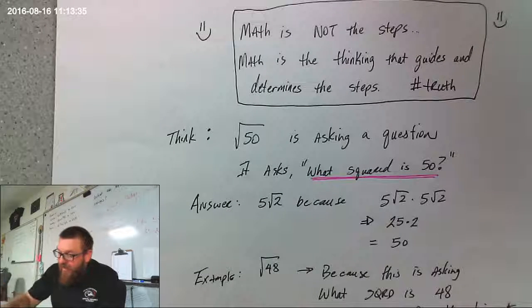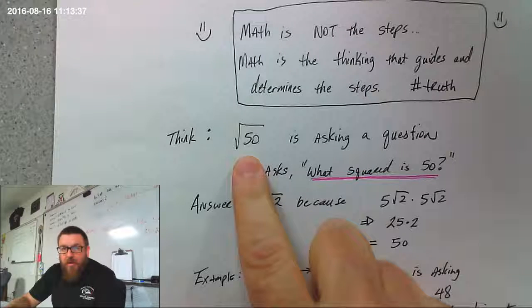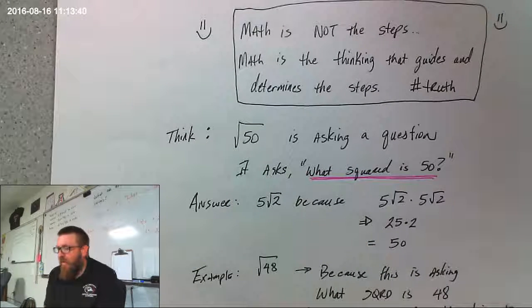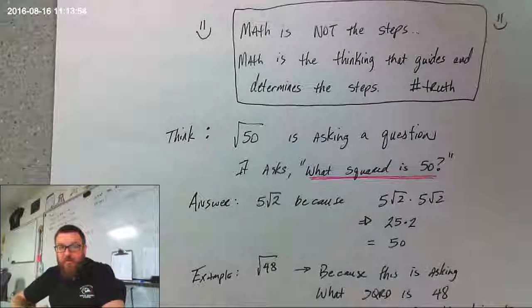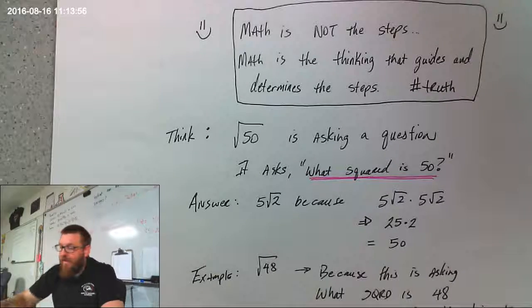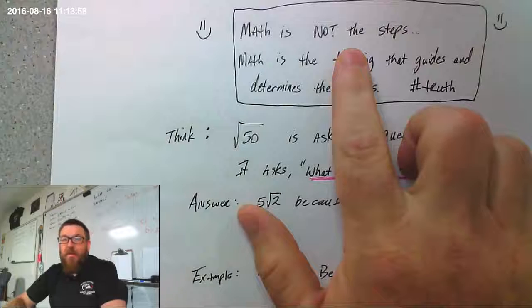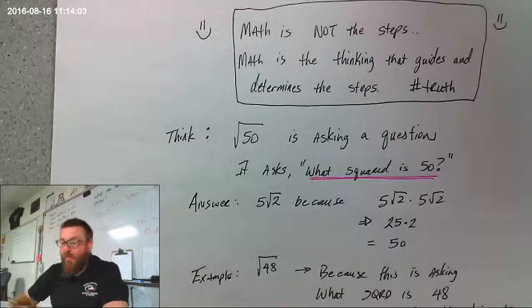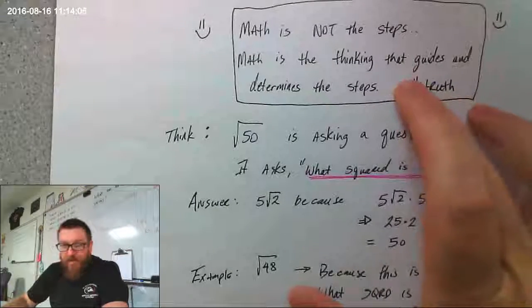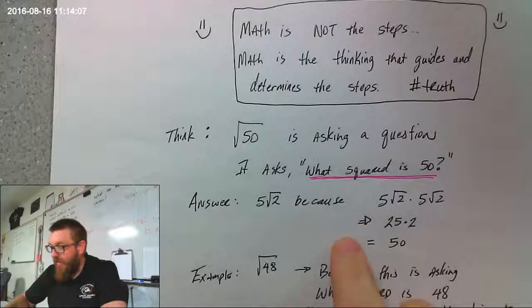Well, we're going to talk about square roots. Square roots get really confusing because a lot of times people are learning square roots, they really want to focus on steps. And often people are instructed on how to do square roots by prime factorization, and then the methods are disconnected from the actual math. And the thing is, math is not steps. Math is the thinking that guides and determines steps. So I'd like to have this in mind when I teach you about square roots right here.